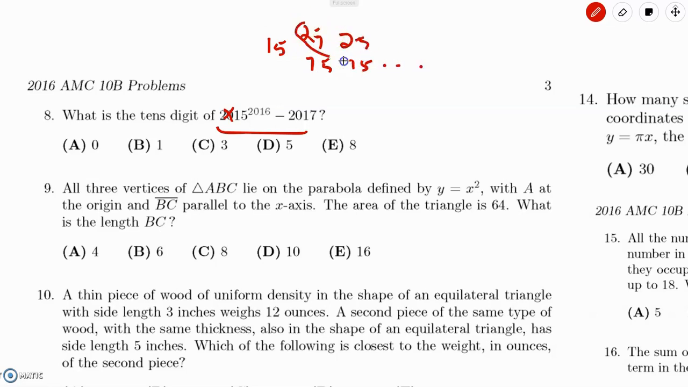So if n is even and positive, then it's equal to 25 mod 100. So we can just replace this with 25 since 2016 is even. 2017 mod 100 is just 17. So that means this is 8 mod 100, and that's equal to A.